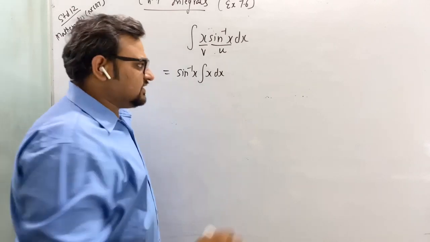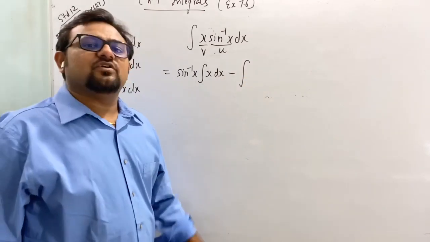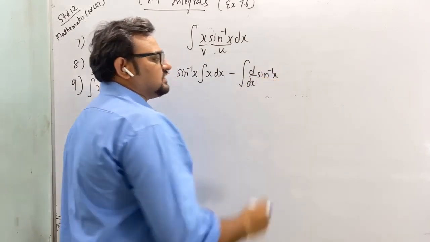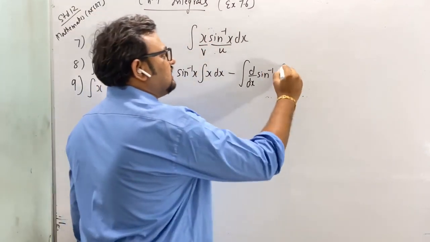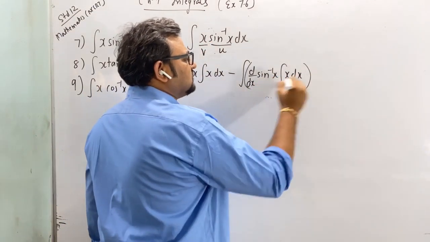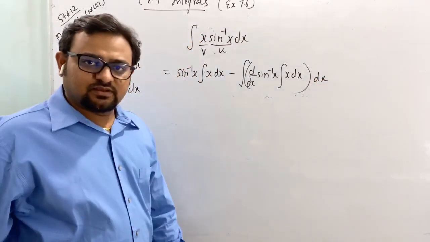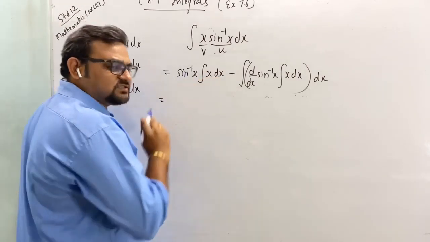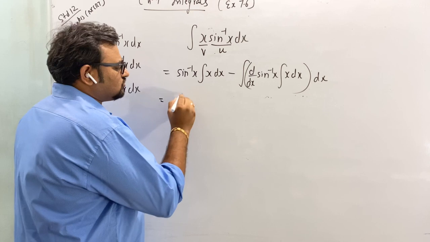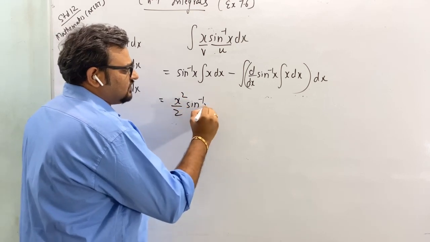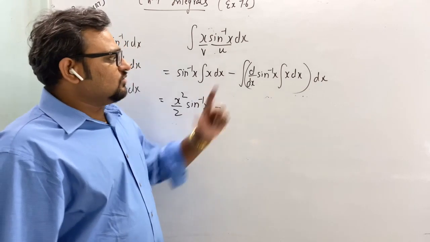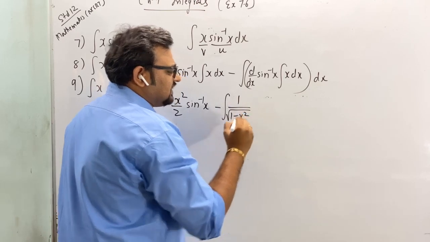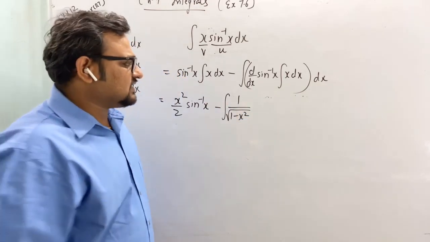Okay? Minus derivative of u. So d by dx of sine inverse x, into integration of v, integration of x dx, whole dx. Clear? So now, what is integration of x? x square by 2. So x square by 2 sine inverse x. Now d by dx of sine inverse x is 1 upon square root of 1 minus x square. And integration of x, x square by 2.